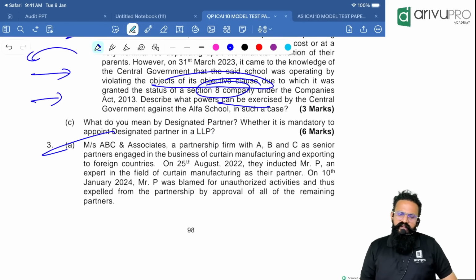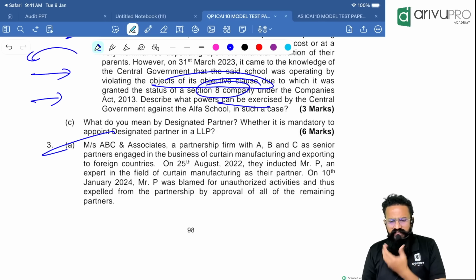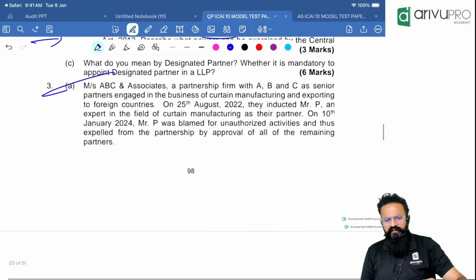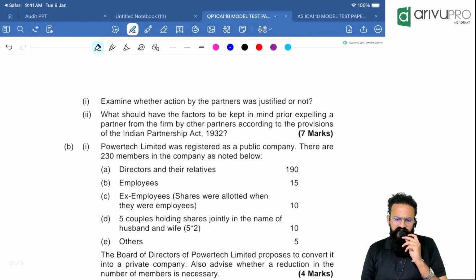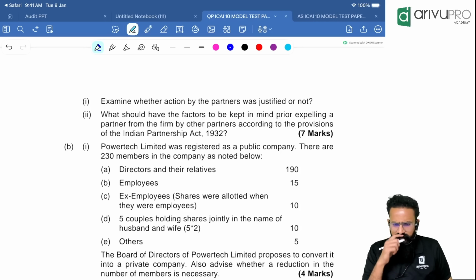ABC and Associates, a partnership firm with A, B and C as senior partners, is engaged in the business of curtain manufacturing and exporting to foreign countries. On 25th August 2022, they inducted Mr. P, an expert in the field of curtain manufacturing, as their partner. On 10th January, P was blamed for unauthorized activities and thus expelled from the partnership by approval of all the remaining partners. Examine whether the action was right. What should have been the factors considered?